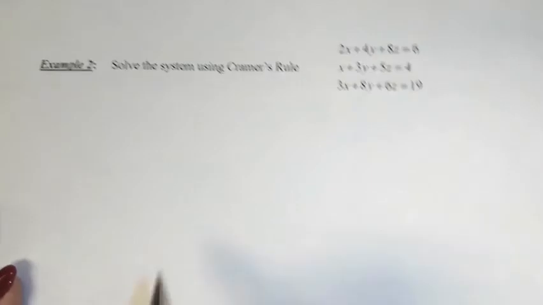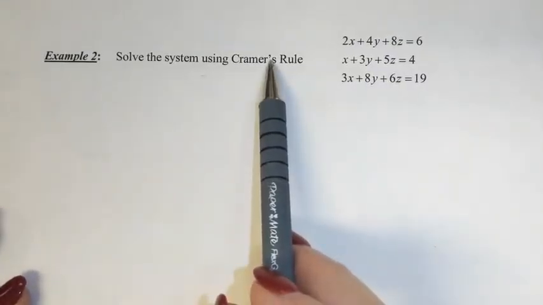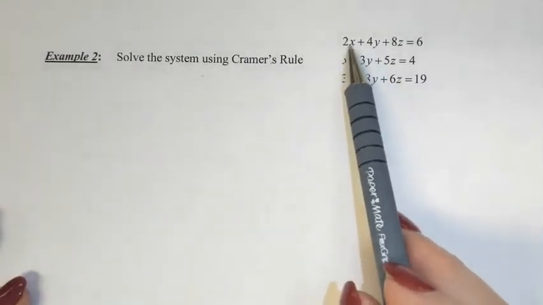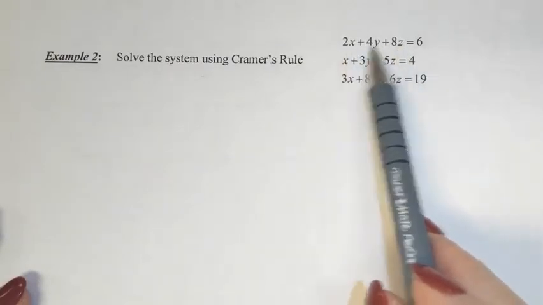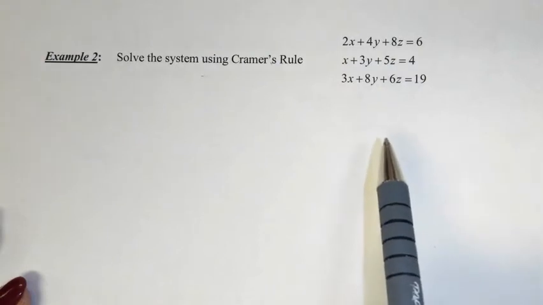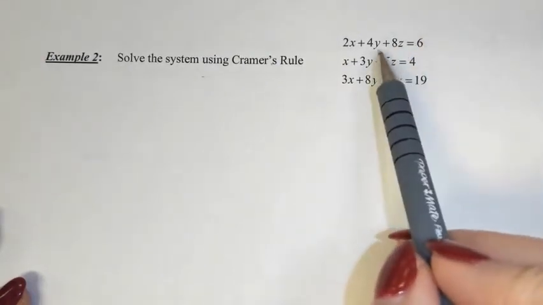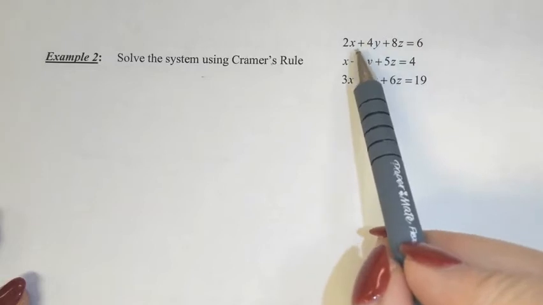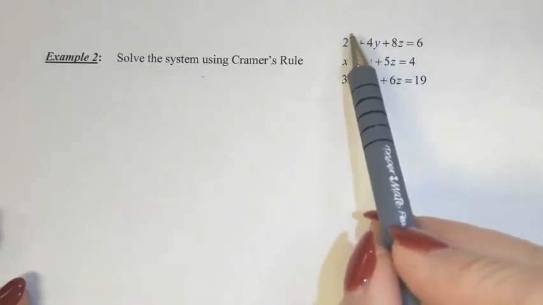Okay, now we're going to get a little more difficult. We're going to solve this system, which has 3 equations and 3 variables. Because of that, we can use Cramer's. In order to use Cramer's, that has to be the case. We have to have the same number of variables as equations.